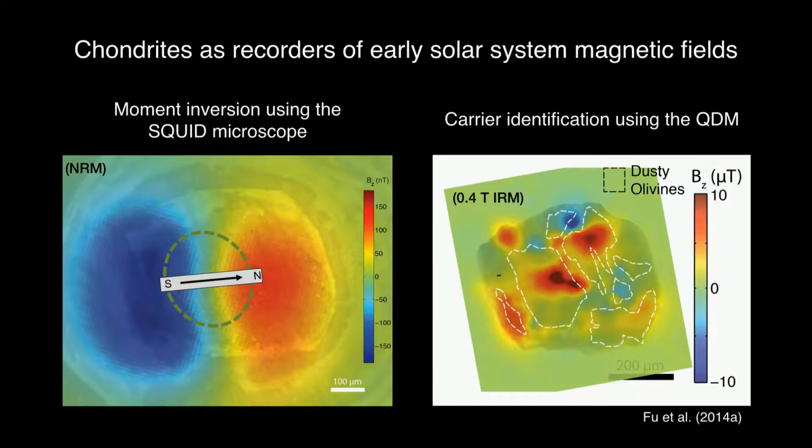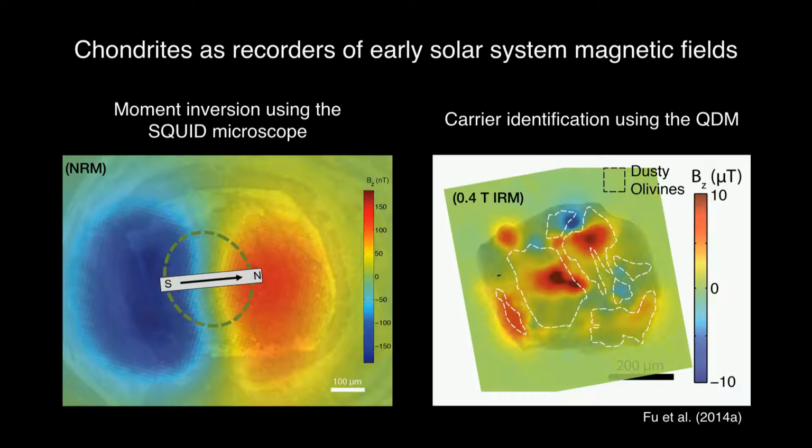Okay, so this is, I think, a cool early example. It's actually the first paper where I think both of these techniques were used together. So it shows a nice way of complementarity between these methods. The SQUID microscope has lower resolution, but it's able to detect the bulk magnetization of this chondrule very well. You can kind of see the outline of the chondrule. I'm sorry if that's not clearer.